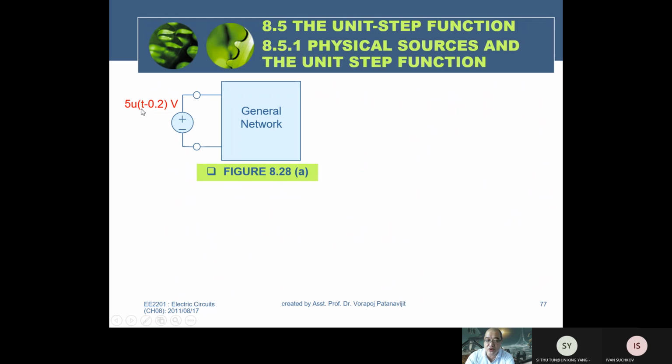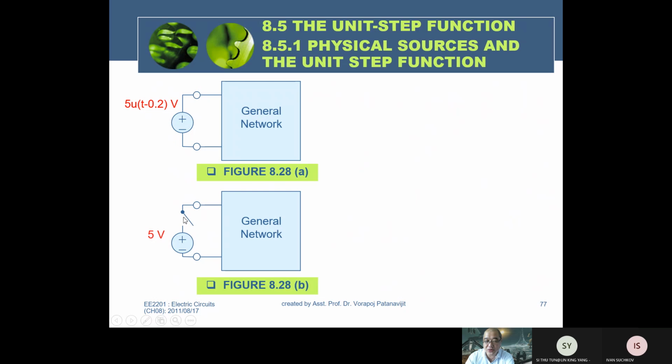In this case, we use u(t - 0.2). It means the switch is activated at time equal to 0.2 seconds. For time less than 0.2, the switch has not been activated yet. It means the switch is open in this case. If the switch is open, the source no longer supplies energy to the network. Therefore, the current and the voltage will be 0 before time equal to 0.2 seconds.